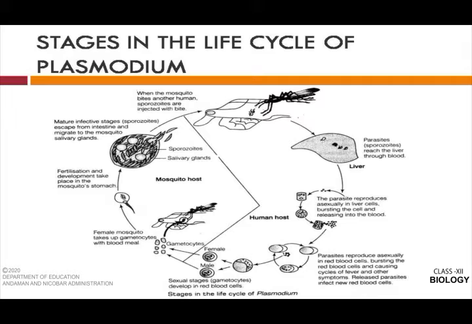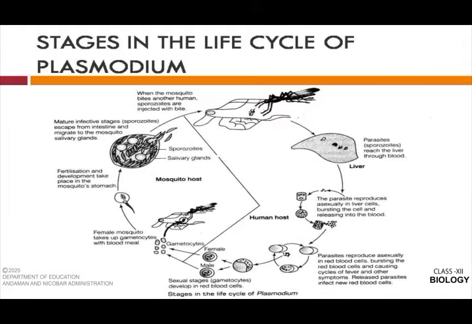In the hepatic cells of the liver, it undergoes multiple asexual fission, known as schizogony, and it produces merozoites. These merozoites are liberated from the liver cells and penetrate the RBCs. When they penetrate the RBCs, the merozoites rupture them. When it ruptures the RBCs, the erythrocyte lyses and releases merozoites and hemozoin toxin into the blood, and lysis of red blood cells results in cycles of fever.